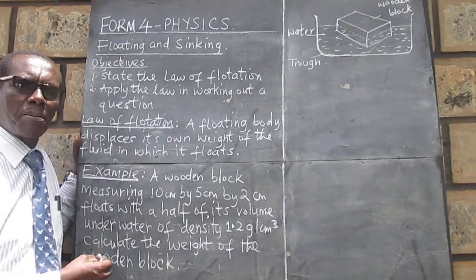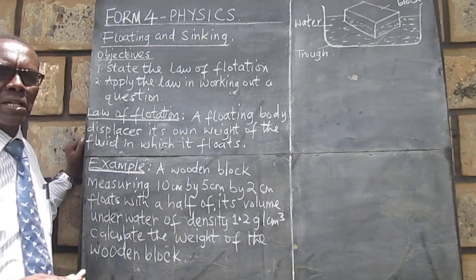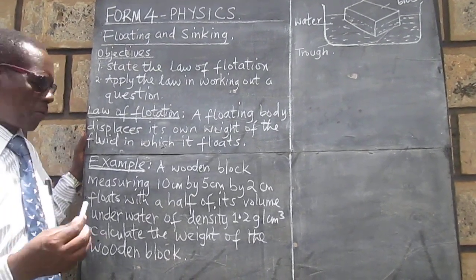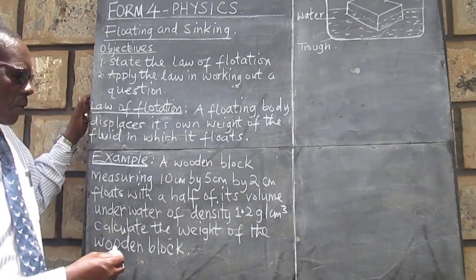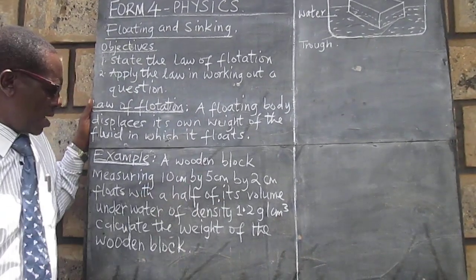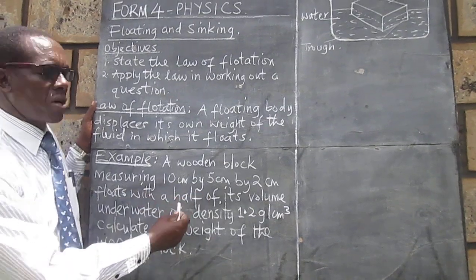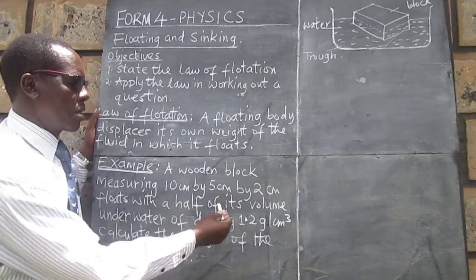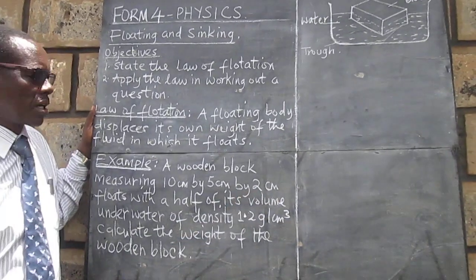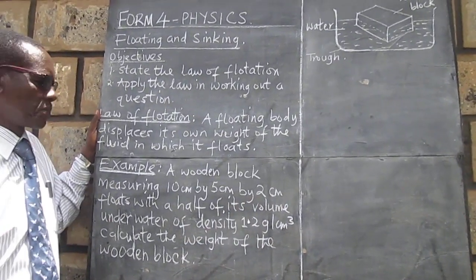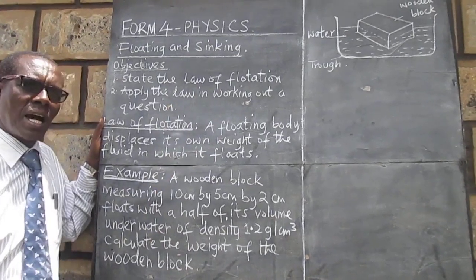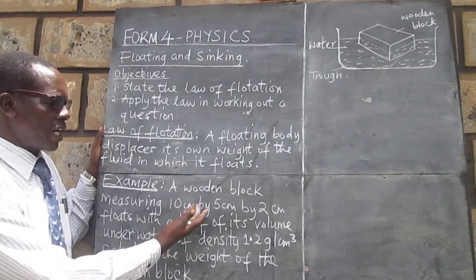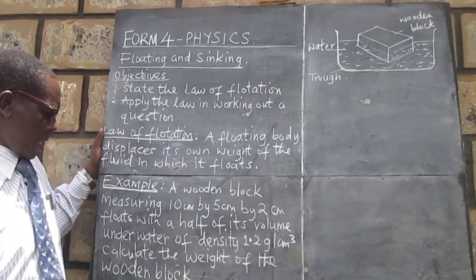We want to look at an example now. The example is already on the board. We can go through it together so that we see what the question requires. We are given a wooden block, and the measurements of the wooden block are given. The length is 10, the width is 5, and the thickness of that wooden block is 2 centimeters. On the other part of the board, I've done a little sketch to give us a visual image of the kind of block we are thinking about.